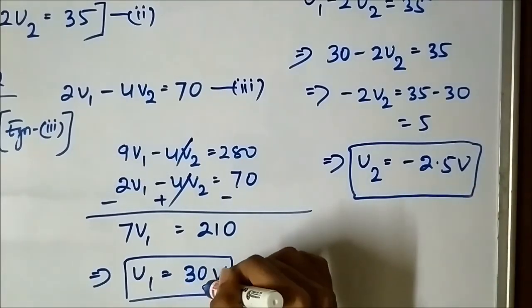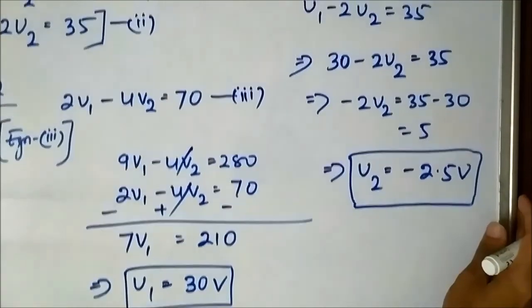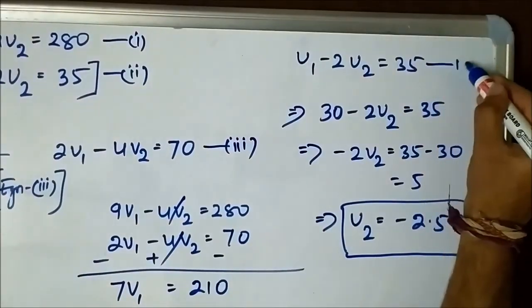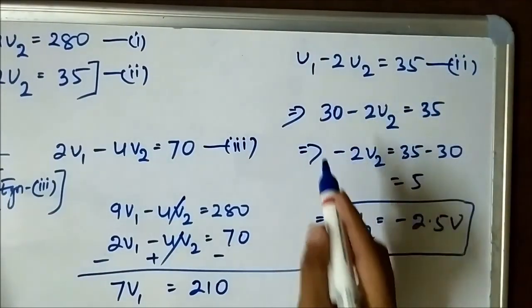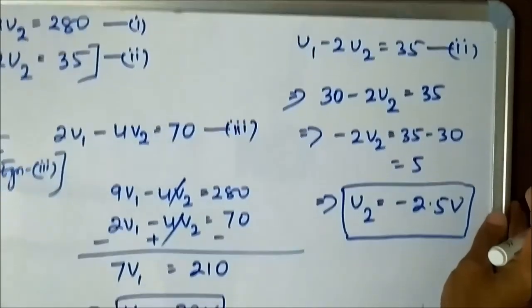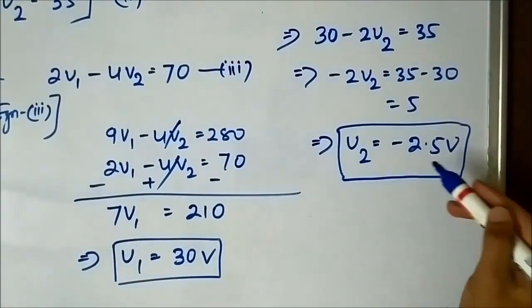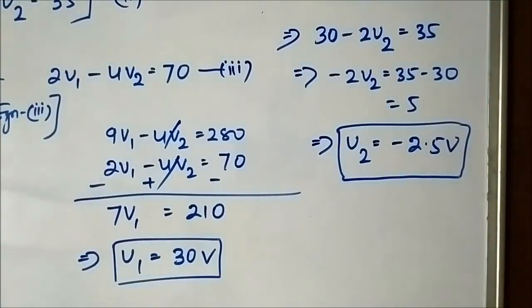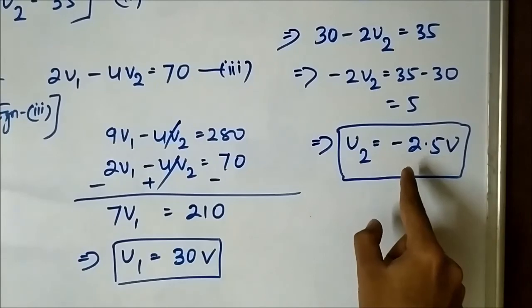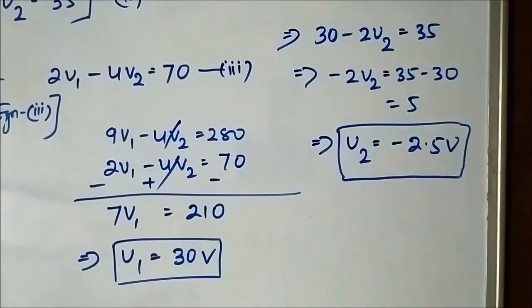Here we substituted the value of V1 in equation 2, V1 minus 2V2 is equal to 35, and we got the value of V2 as minus 2.5 volt. So the nodal voltages here: at node 1, V1 is 30 volt, and at node 2 the voltage is minus 2.5 volt. This is the second question related to nodal analysis which we have discussed.